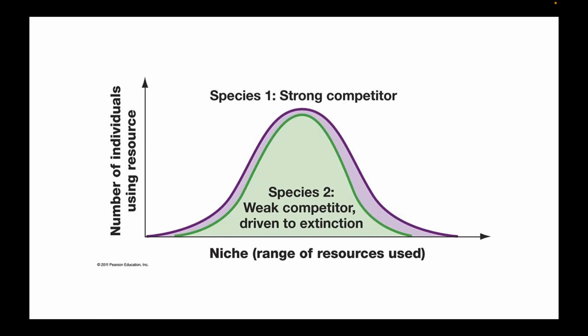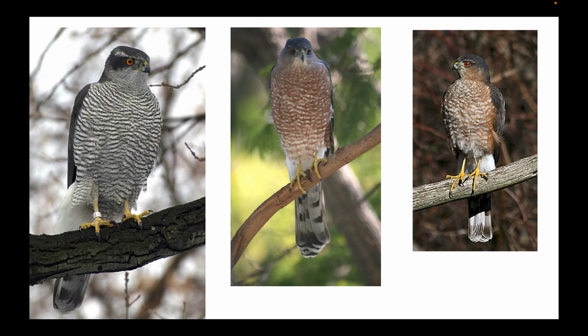Now we need to remember that they can't really completely overlap, right? So if the goshawk ate the complete wide range of prey species, and the sharp-shinned hawk and the Cooper's hawk ate prey species within that curve, it's likely that one or two of those species would be driven to extinction, the Cooper's hawk and the sharp-shinned hawk.